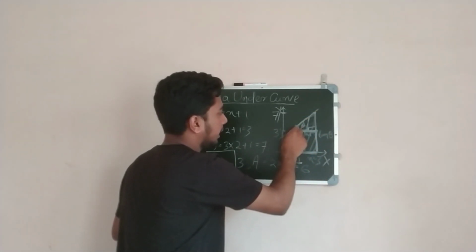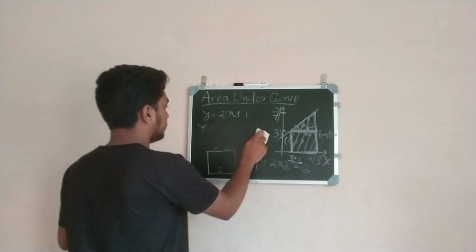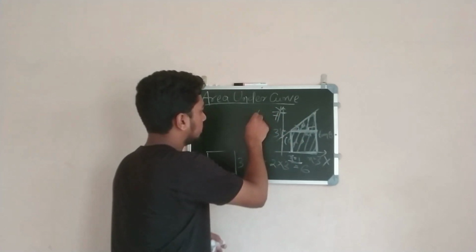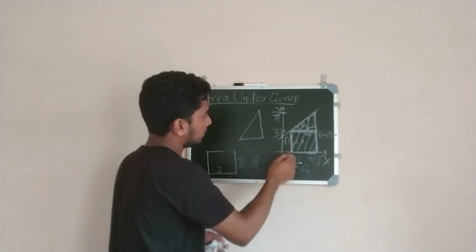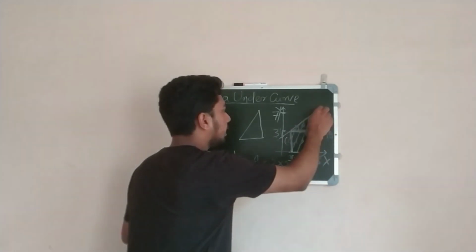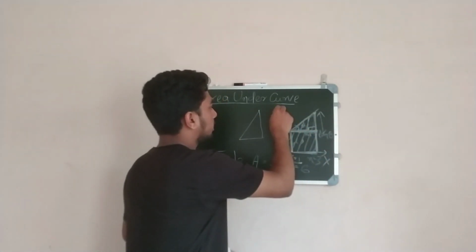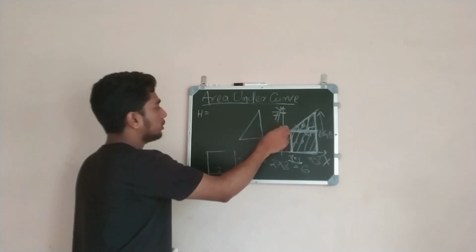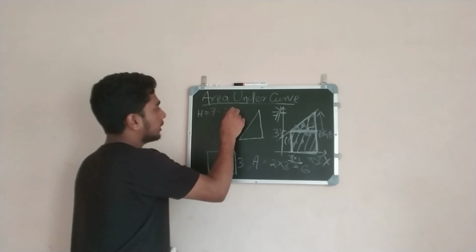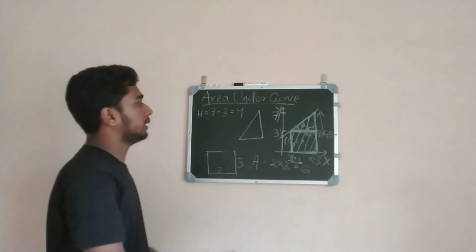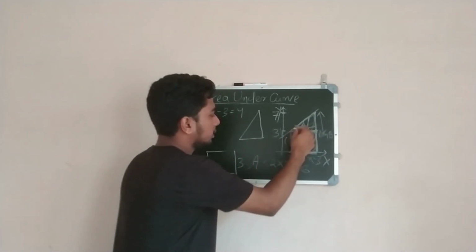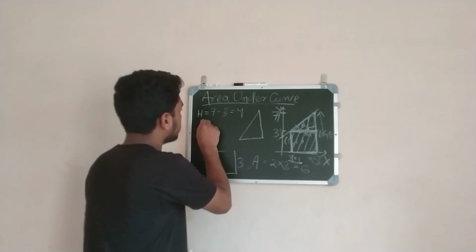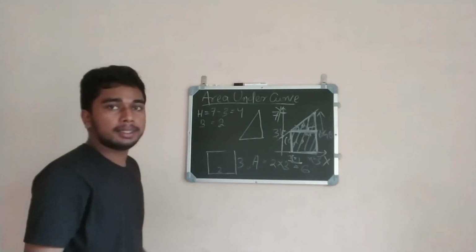Let us see the area of this one. So this is our triangle. What is the height of this one? 7 minus 3. So the height is 7 minus 3, that means 4 unit. Then what is the base? The base is the same, 3 minus 1 is 2. So this is 2.